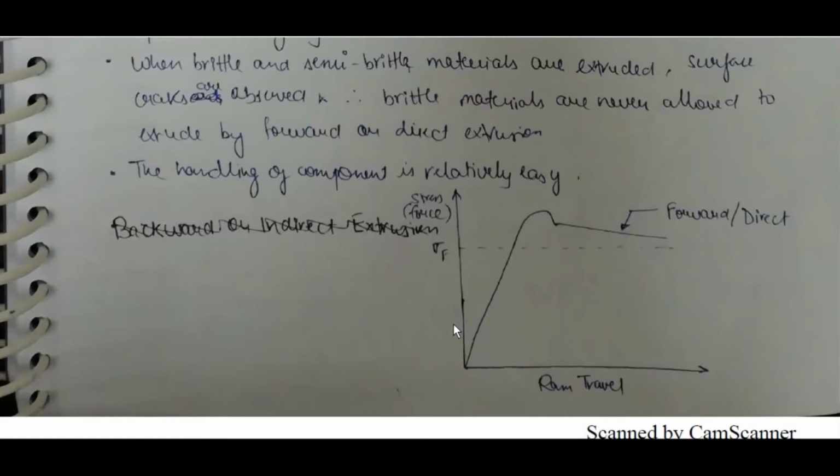Shear force sigma f versus ram travel. As ram travel increases, stress increases initially and then decreases. In forward extrusion, it will keep on decreasing.